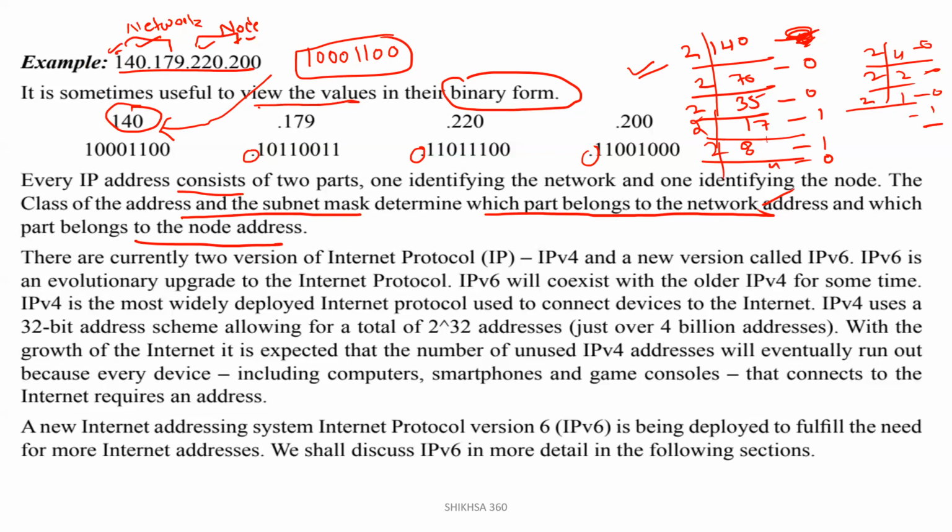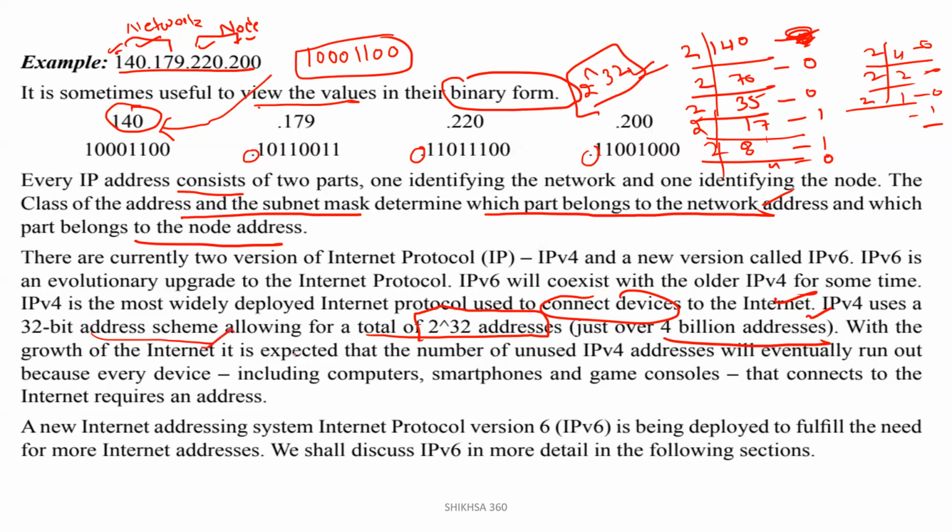So there are currently two versions of the Internet Protocol: IPv4 and the new version, IPv6. IPv6 is an evolutionary upgrade to the Internet Protocol. IPv6 will coexist with the older IPv4 for some time. IPv4, Internet Protocol version 4, is the most widely deployed Internet protocol used to connect devices to the internet. It uses a 32-bit address scheme, allowing a total of 2 raised to the power 32 addresses, which is just over 4 billion addresses.